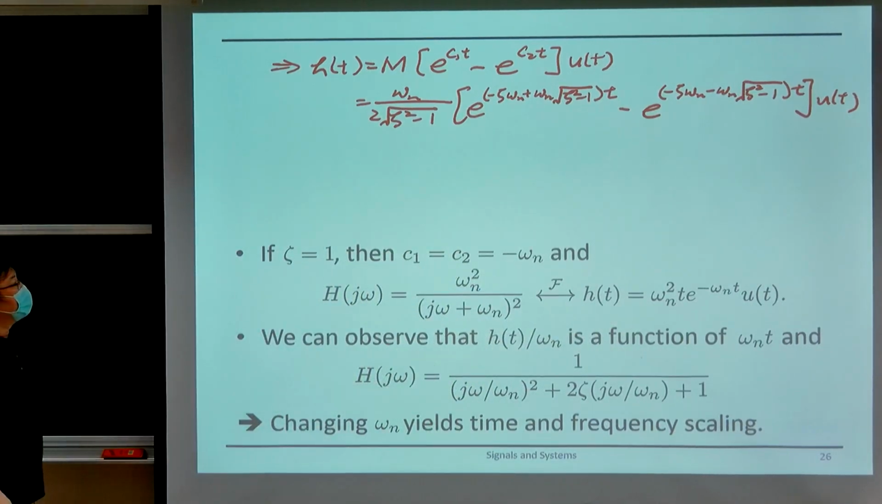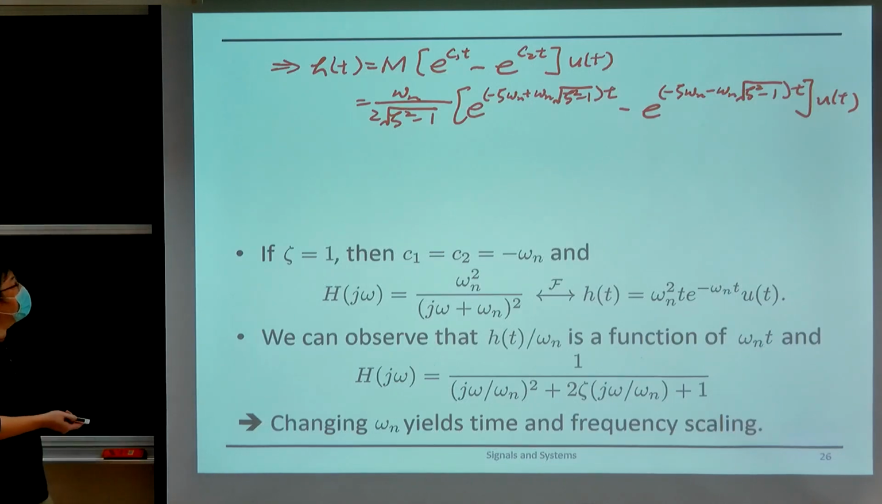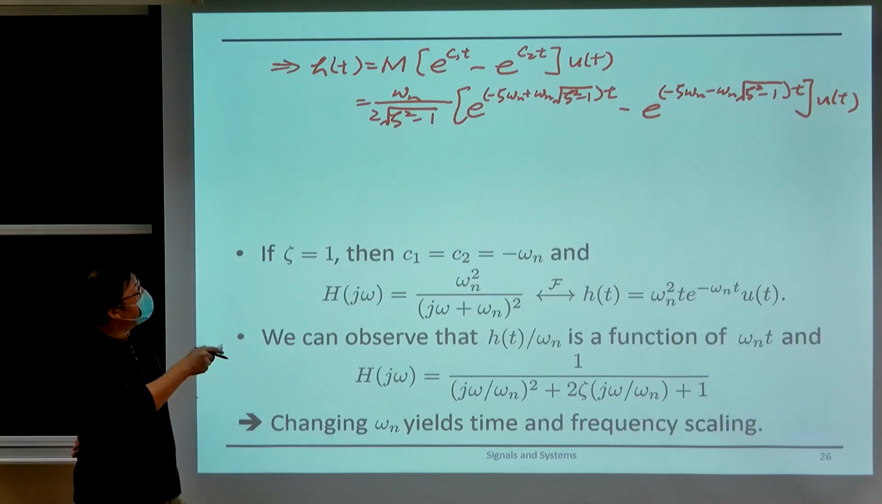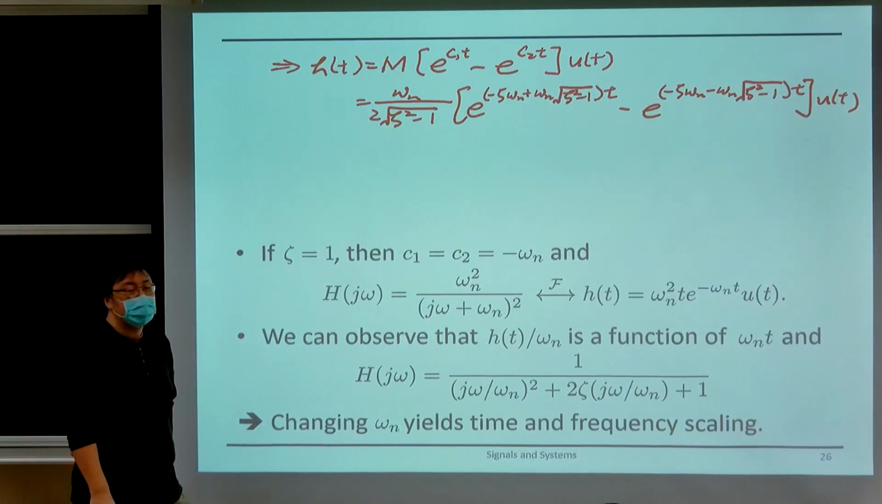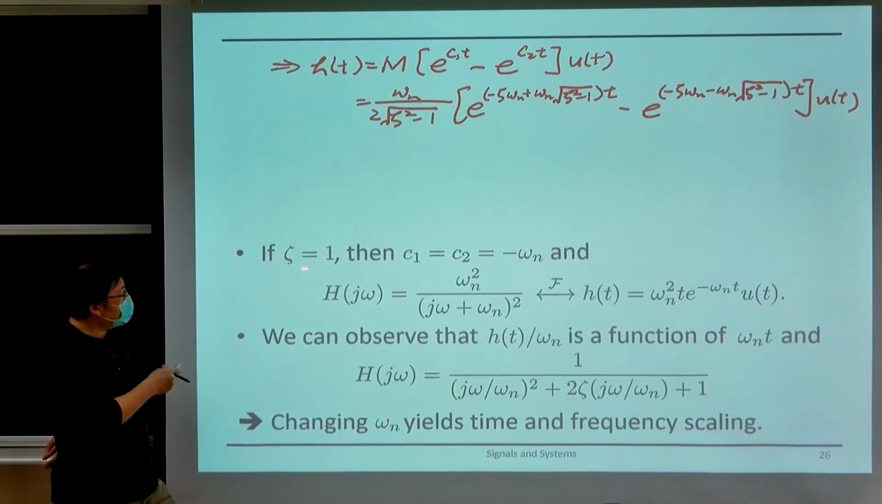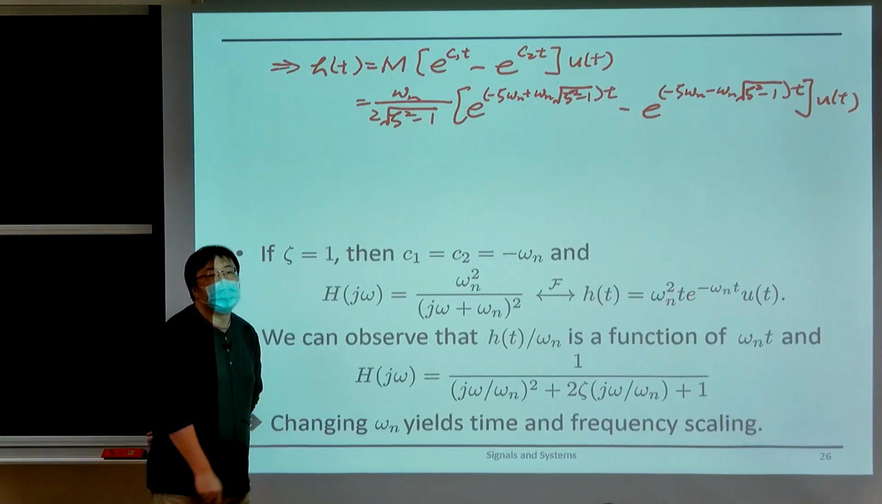Okay? Now, regardless of whether C1 is equal to C2 or not, you can see that the impulse response here is actually a function of omega n times t. Okay? So the impulse response is a function of omega n times t. Right? So if you multiply t inside, you have omega nt here, omega nt here, and also here and here. Okay? Or if you look at the case where zeta is equal to 1, you can also see that it's a function of omega n times t.